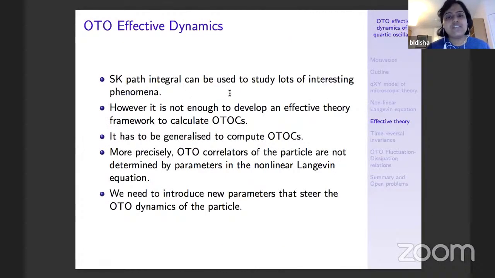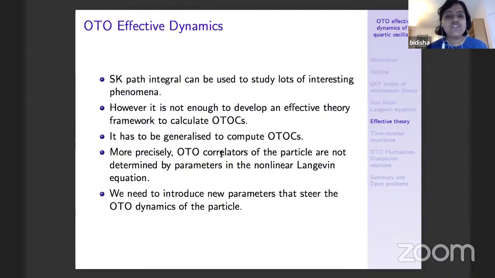Now, the Schwinger-Keldysh path integral is used to study lots of interesting phenomena. It's very successful. However, it is not enough to develop an effective theory framework to calculate out of time ordered correlators. And it is very easy to understand. I have some pictures in my later slides. If you have a genuine OTO correlator, you will be able to see that you cannot insert all your operators for the particular kind of time ordering of an OTOC on a one fold time contour. You really need to generalize it to higher time folds to be able to insert your operators inside the OTOC with the right kind of time ordering. So we understand that a one fold time contour is not enough to define out of time ordered correlators, and it has to be generalized to higher fold time contours of the path integral.